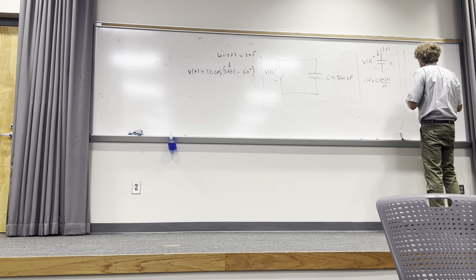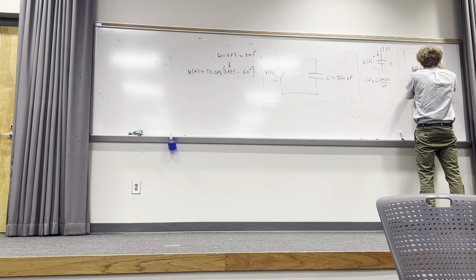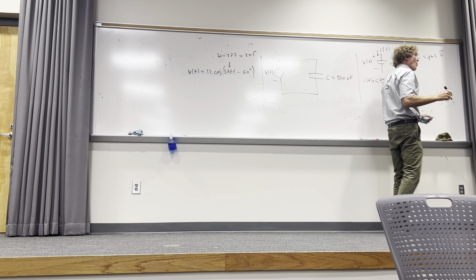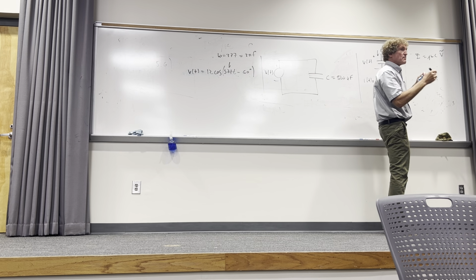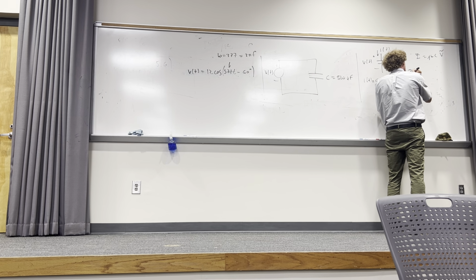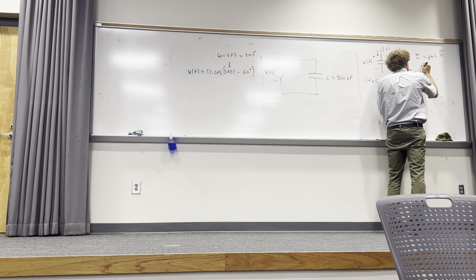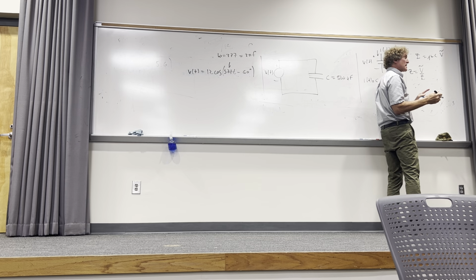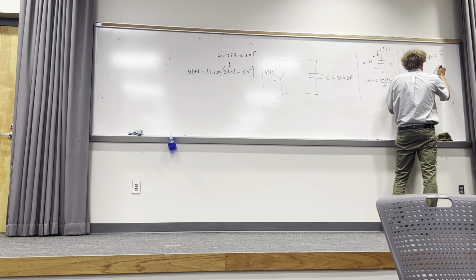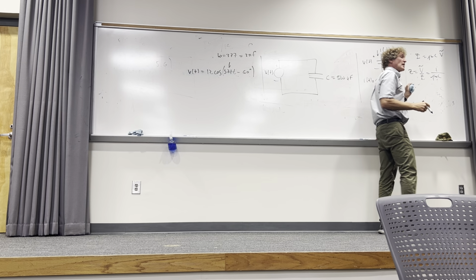Just accept it for now. So that means it's j omega c times V phasor, or what we call the impedance Z, the ratio of V phasor over I phasor. When you're talking about a capacitor, it is simply 1 over j omega c. Can everybody follow me on this?